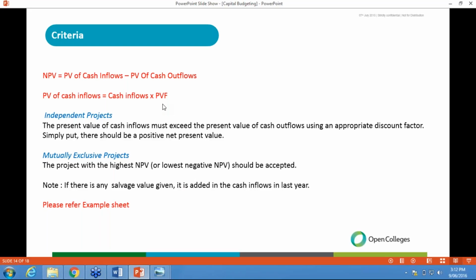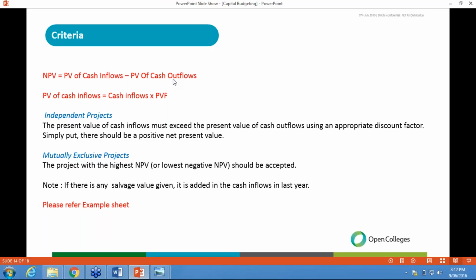The present value factor. Again, make sure that if there is an independent project and you need to choose whether you want it or not, the simple criteria for that one is if that project will give you positive NPV. Positive NPV means if your cash inflows will be more than compared to outflow, you will accept that, otherwise you will reject that. And if there are 2 or 3 projects where you have to decide, the project that will give you highest NPV should be accepted.